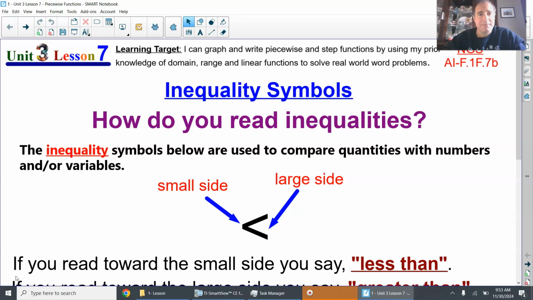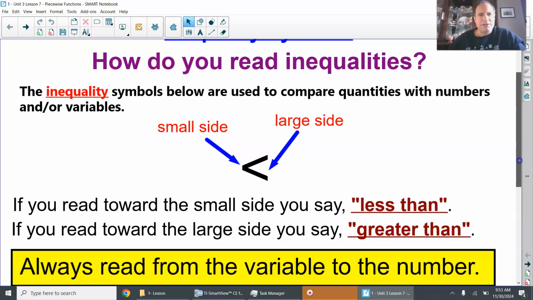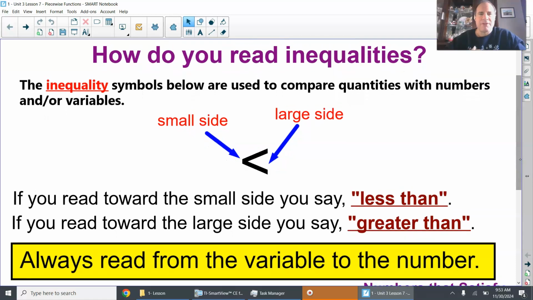...to graph and write piecewise functions. But prior to that, we are going to look at inequality symbols. How do you read inequality symbols? We're just going to review a little bit. The inequality symbols below are usually with numbers or variables.